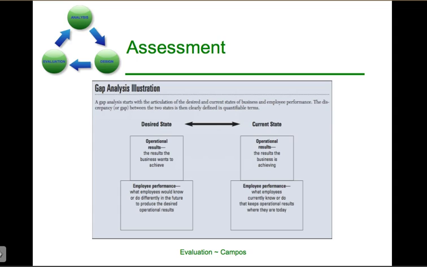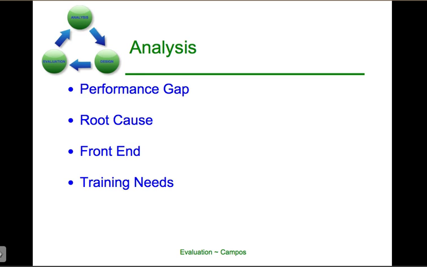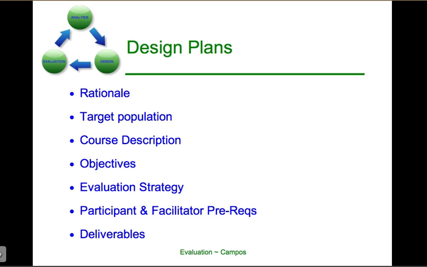And then we worked through a gap analysis where we compared the desired state or the future state of performance with the current state or the present state of performance. And we looked at the difference between employee performance and its impact on operational results or organizational outcomes in both of those states. After running through that gap analysis, we looked at root cause analysis, we did some front-end analysis, and we also did some training needs analysis.